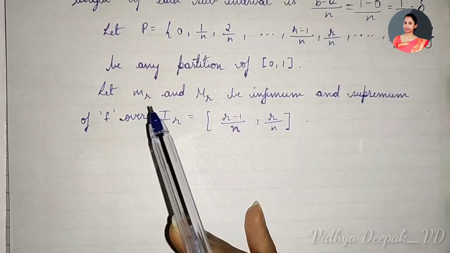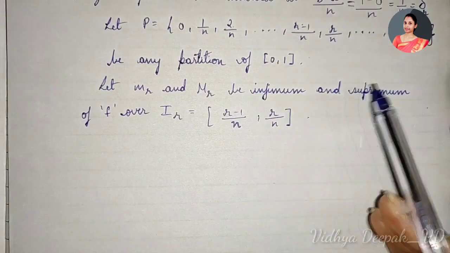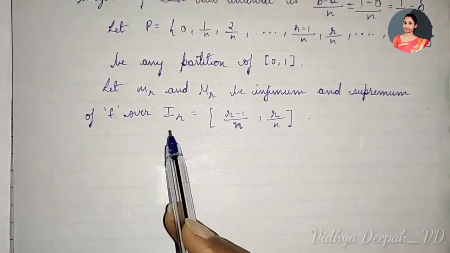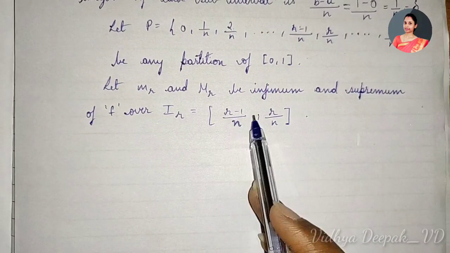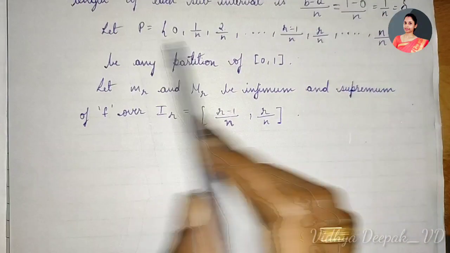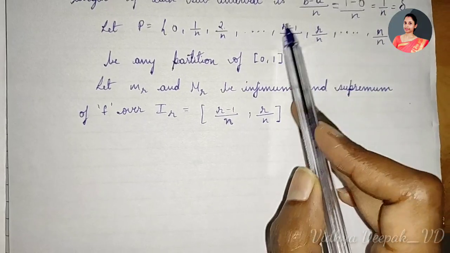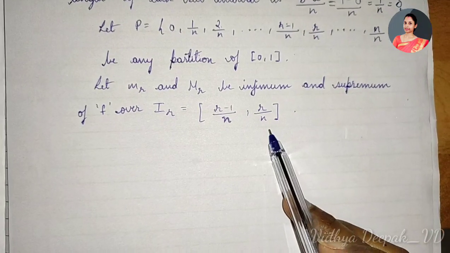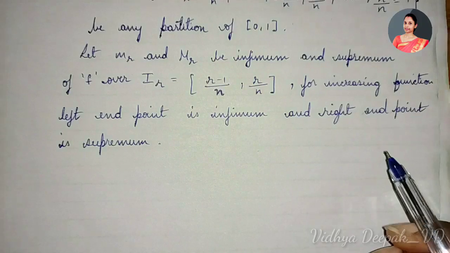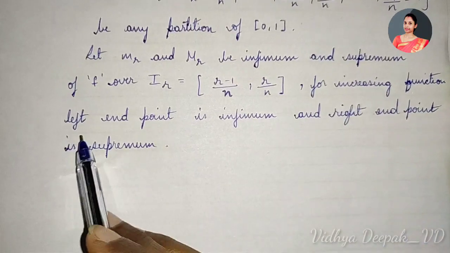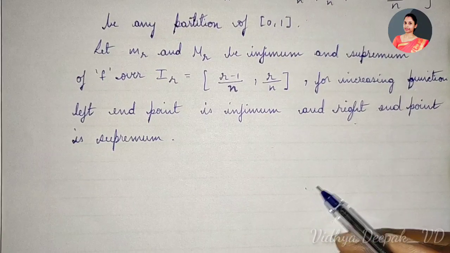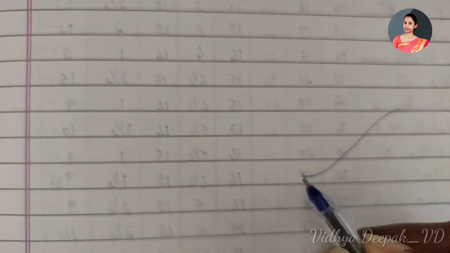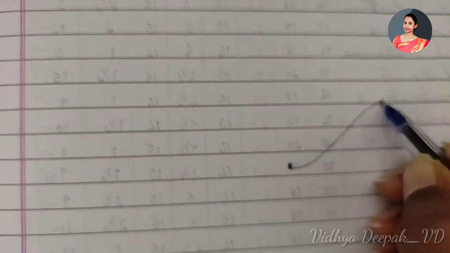Now we are taking small mr to be infimum and capital Mr to be supremum of this given function over Ir. Ir is an interval. So this interval I am considering it to be r minus 1 by n, r by n. So from this partition I am considering this subinterval. For an increasing function, the left end point is infimum and the right end point is supremum. Say we have a function like this. So now this left end point will be infimum, right end point will be supremum.